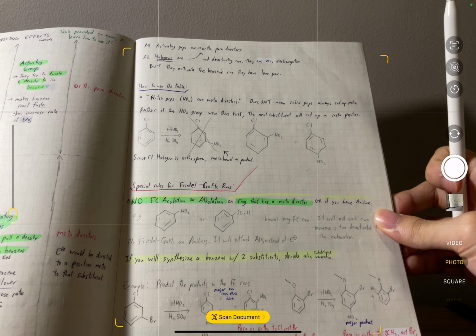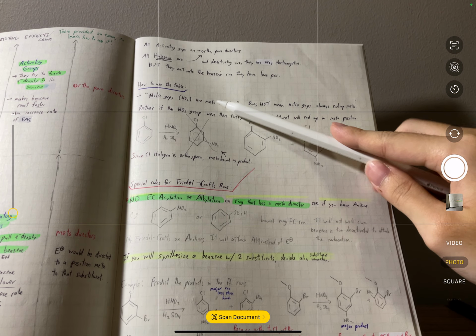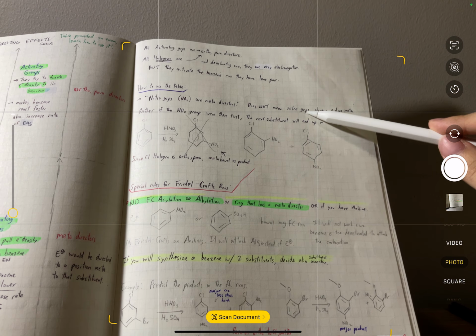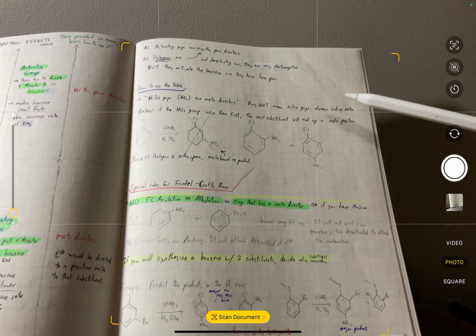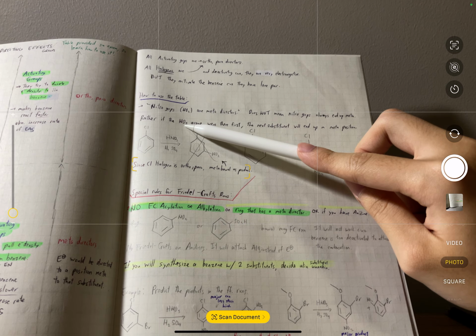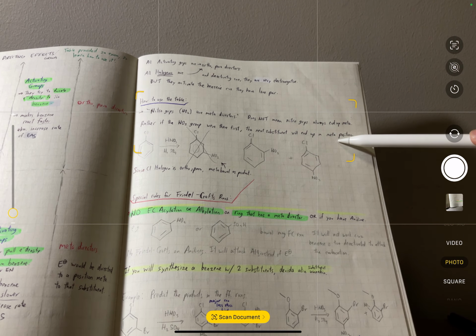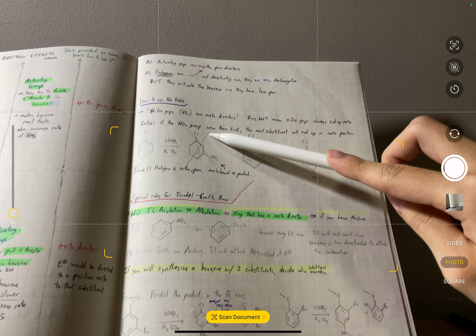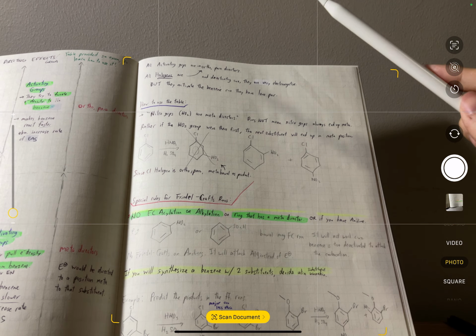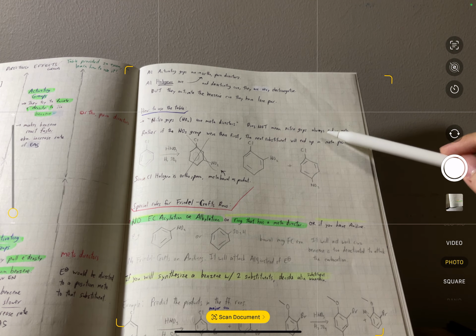Okay. So yes, how do you use the table? Nitro groups, for example, are meta directors. It does not mean though that nitro groups always end up meta. You have to consider if only the NO2 group were there first, the next substituent will end up in the meta position. If the NO2 group is just going to be added, it's not supposed to be meta, no?